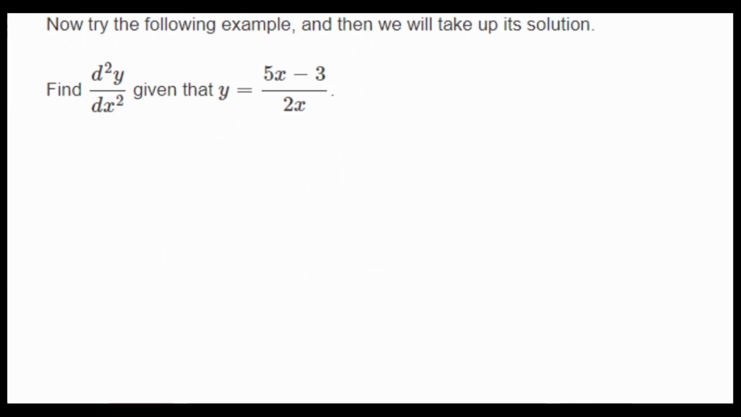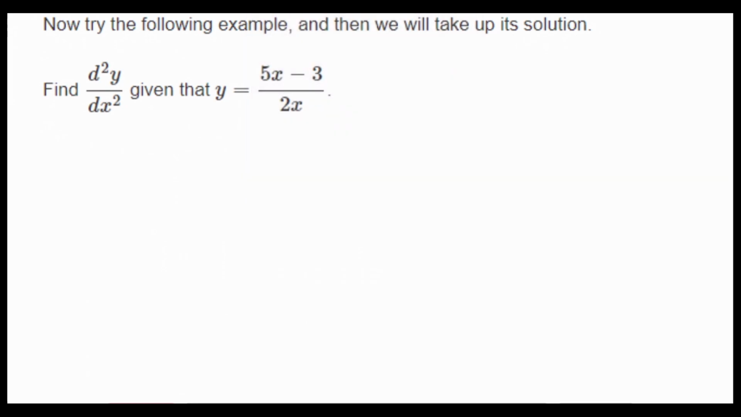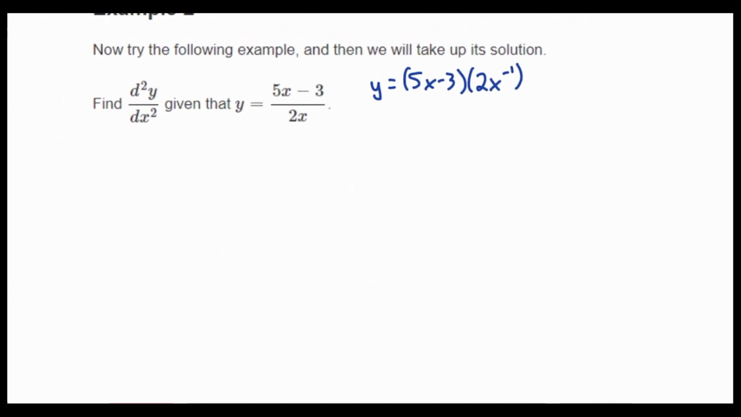So the first thing I'm going to do here is see if I can simplify or rewrite this a little bit. So we can rewrite this as y equals 5x minus 3 times 2x to the negative 1. And we could then multiply through using our distributive property, or we can think of it like this. y equals 5x over 2x minus 3 over 2x, which is going to give us y equals 5 over 2.